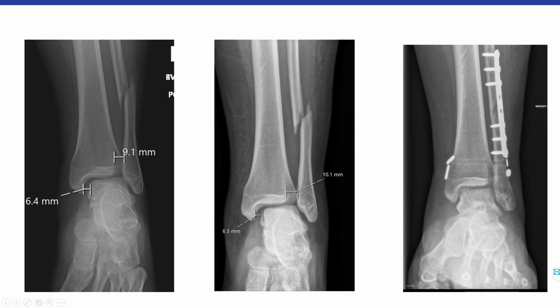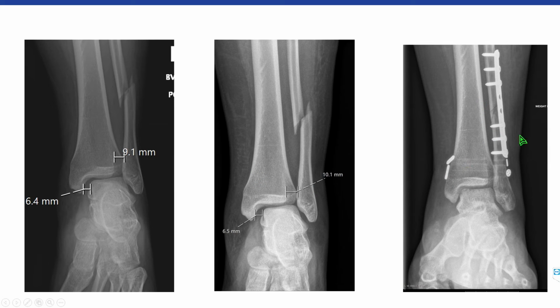A couple scenarios we'll kind of look at with you utilizing those measurements that we talked about earlier. This is a patient that came in with this Weber C fracture. You can clearly see here there's widening of that medial clear space. There's also widening of the tib-fib clear space. This is an indication that you have an unstable ankle. That deltoid's been disrupted, your syndesmosis has been disrupted.